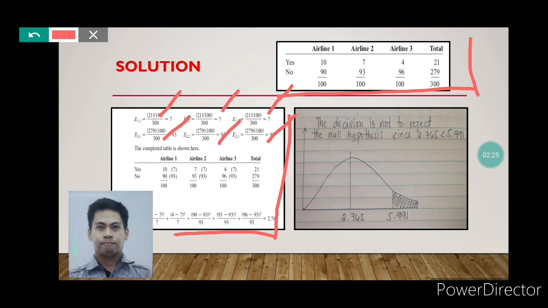Using the formula, chi-square is equal to the summation of (O minus E) squared over E. And the test value is then 2.765. And now let's move to step 4, which is to make the decision. And the decision is not to reject the null hypothesis, since 2.765 is less than 5.991.